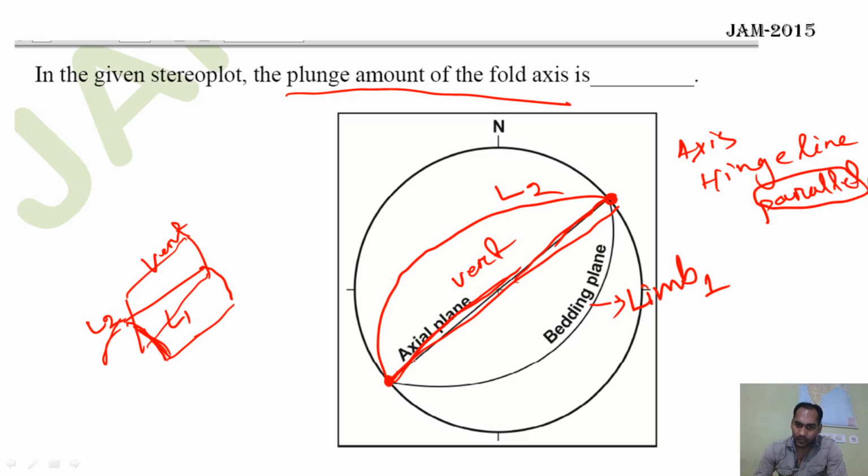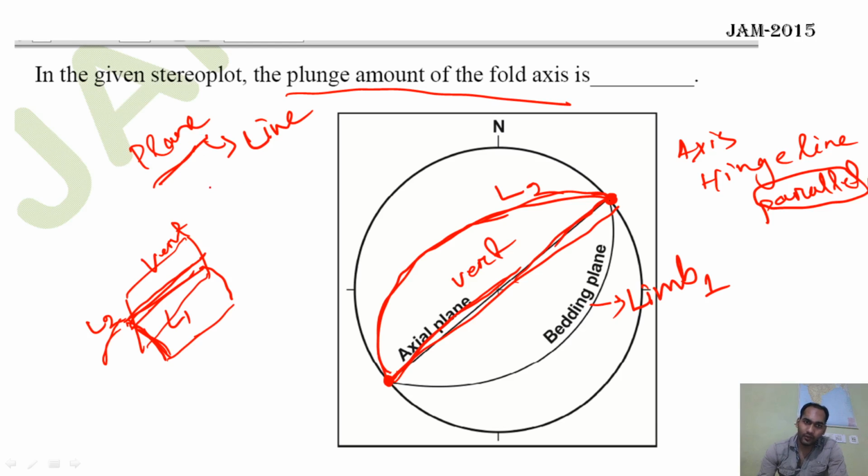So here you can see this is the hinge line or axis. The axial plane is vertical and here is the axis. We can represent the axis at the end, because in the stereo plot, a plane is reduced to a line. This great circle is a line which represents a plane. So when we plot a line, it will become a point.